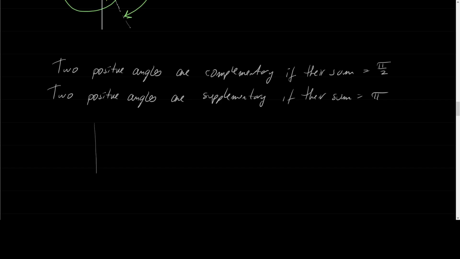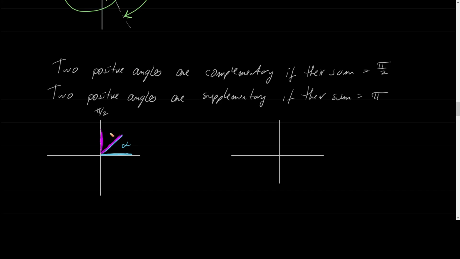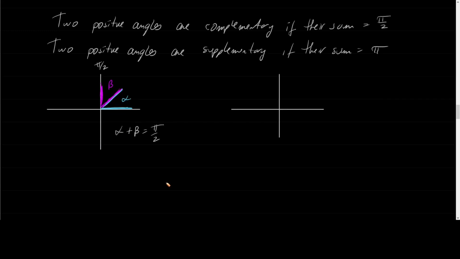Well, if I put this on the coordinate axis, we're going to start with, let's say I have this first angle there, and then this second angle here. Remember, pi over 2 was straight up at the top. So what we're saying here is that if I have this angle alpha and this angle beta, alpha plus beta is equal to pi over 2, and that would be complementary.